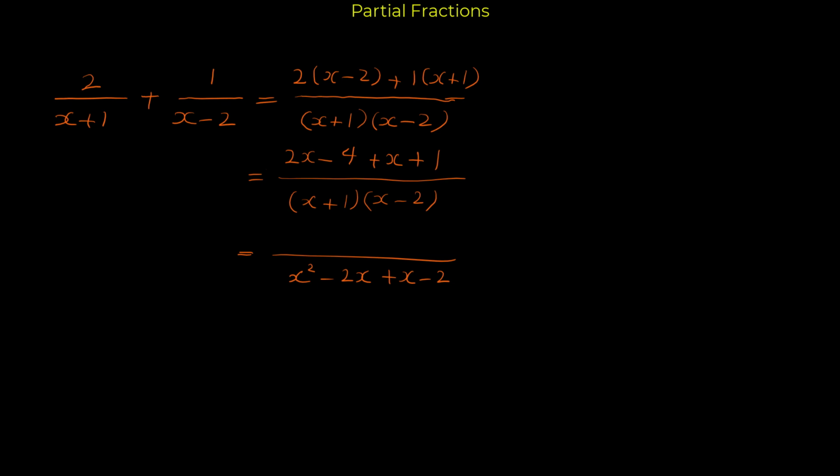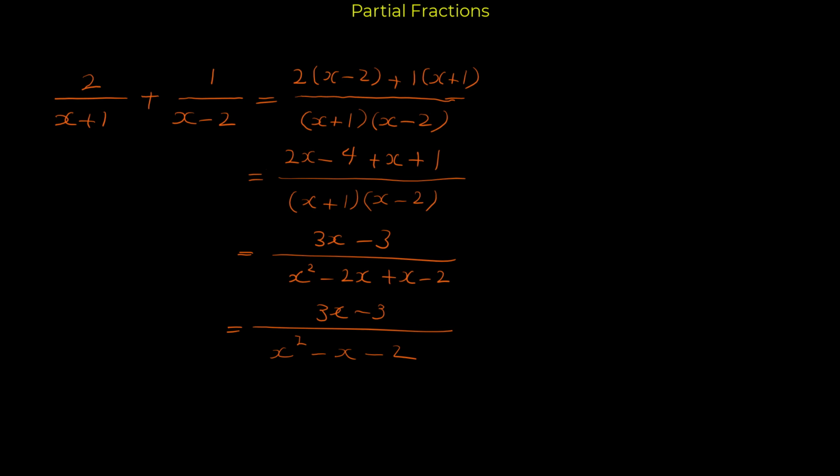And if we simplify the numerator, 2x plus x is 3x, minus 4 plus 1 would be minus 3. So finally, we have 3x minus 3 all over x to the 2 minus x minus 2.